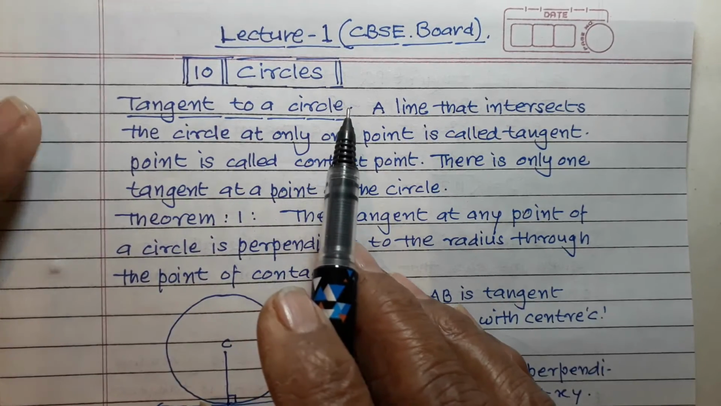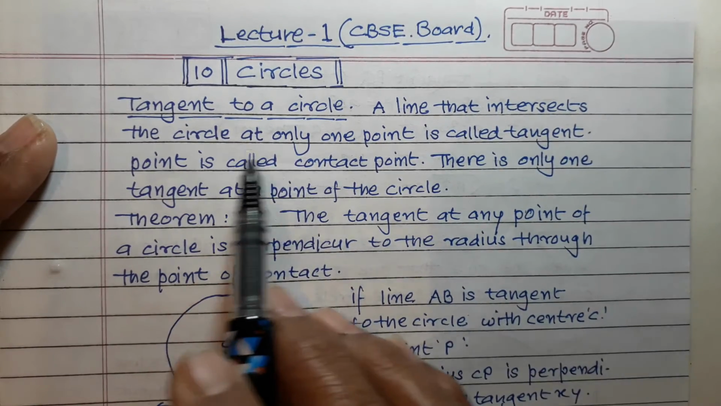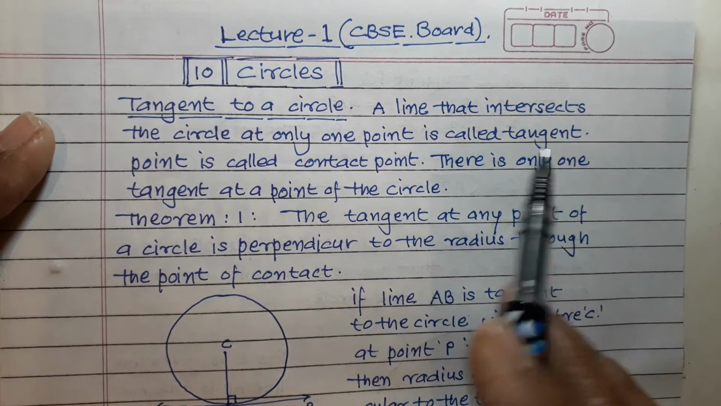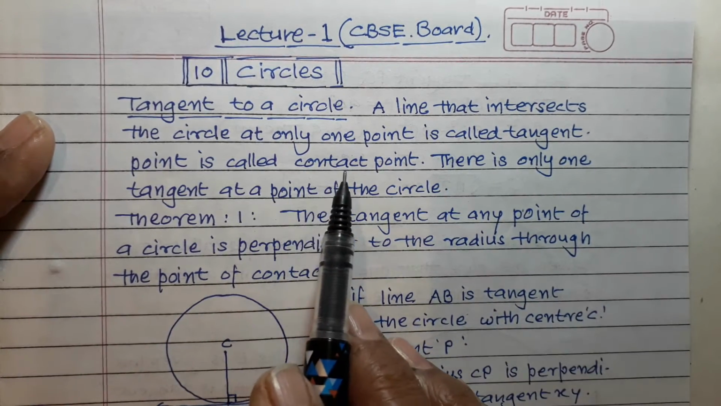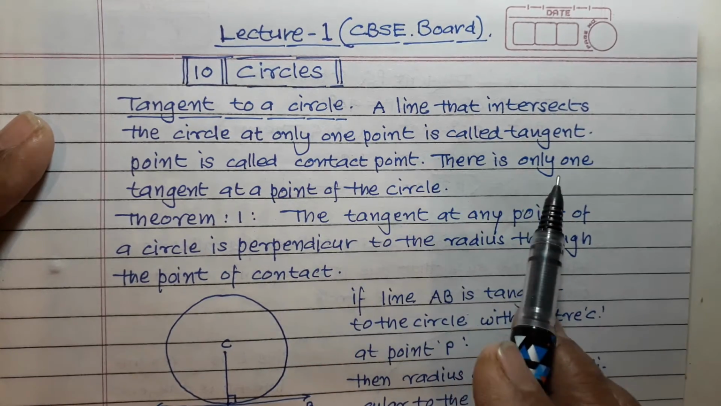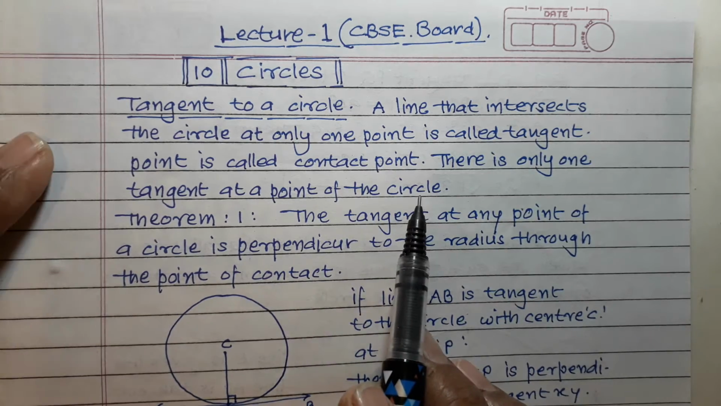Tangent to a circle. A line that intersects the circle at only one point is called a tangent. That point is called the contact point. There is only one tangent at a point of a circle.